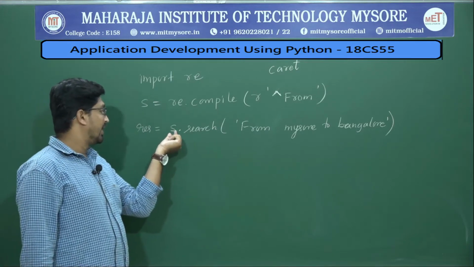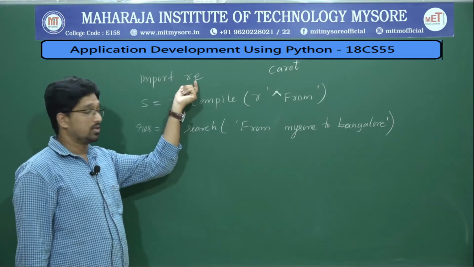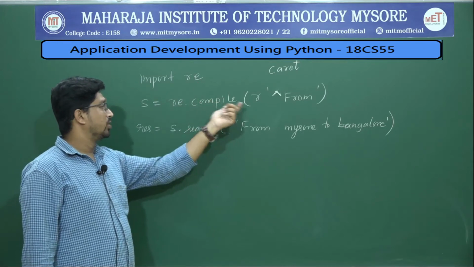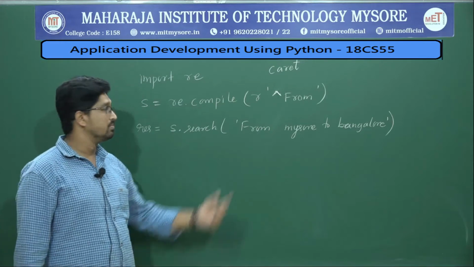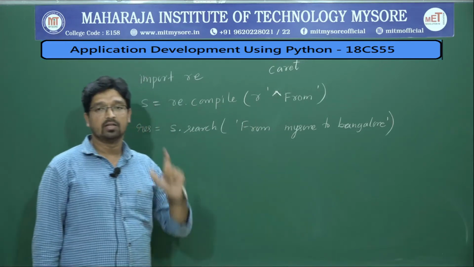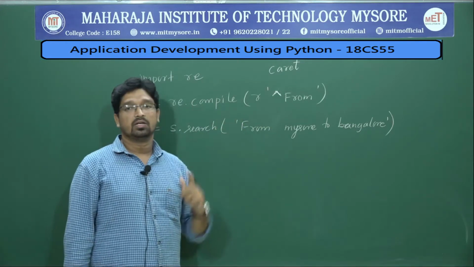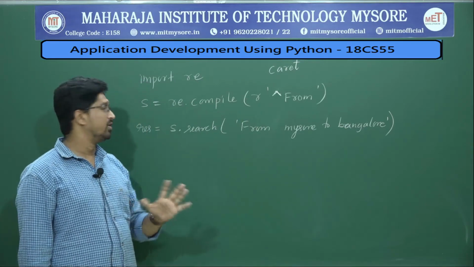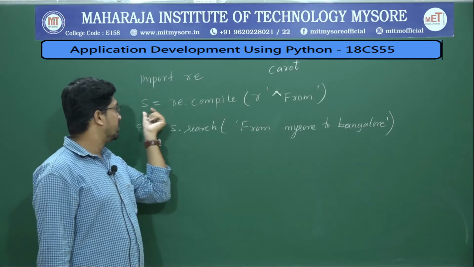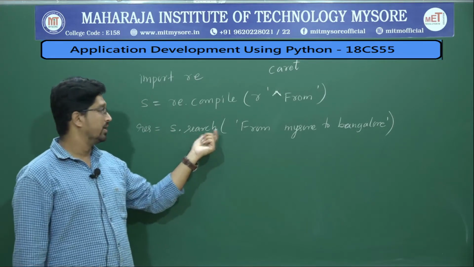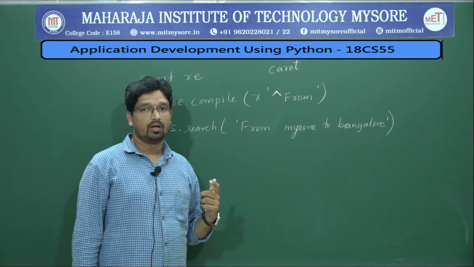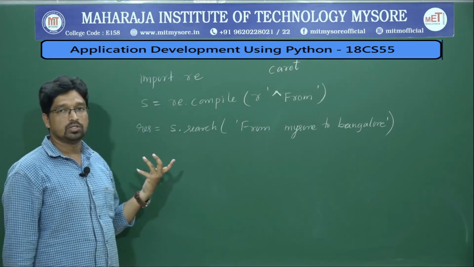I am importing the regular expression module. I am creating the pattern to be matched, and I am writing a caret symbol in the beginning that will check whether the string is starting with the word from. I am making use of this s object, calling the search method and giving the input. Okay, then what will be the output? How do you check the output?